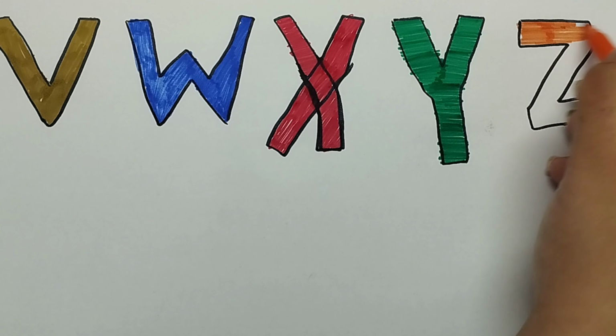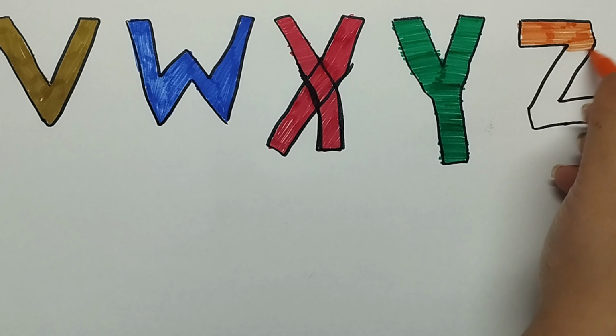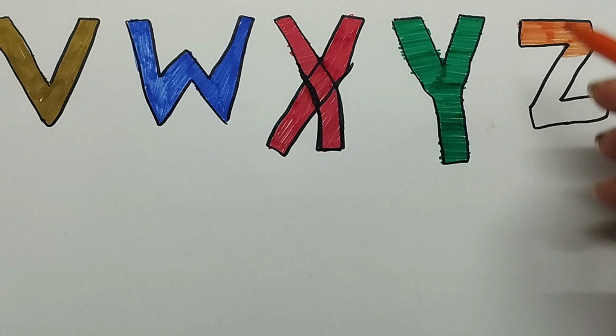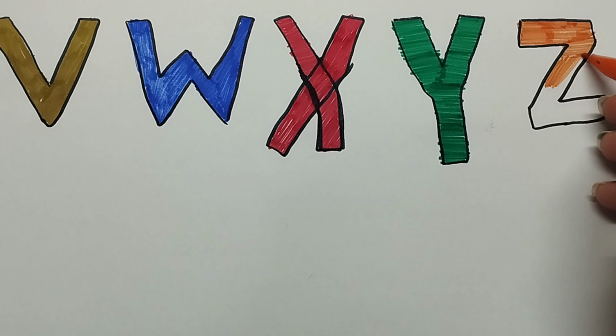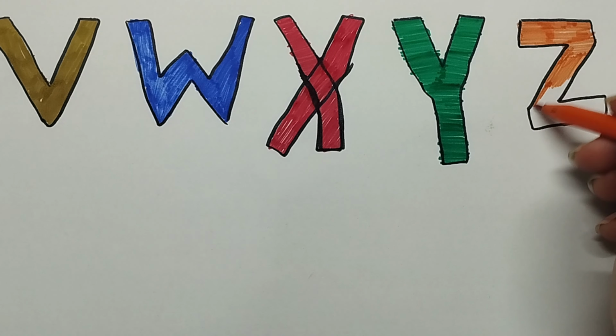And there you have it, a vibrant set of English alphabets Q to Z. We've not only expanded our letter knowledge but added a splash of creativity to each one.